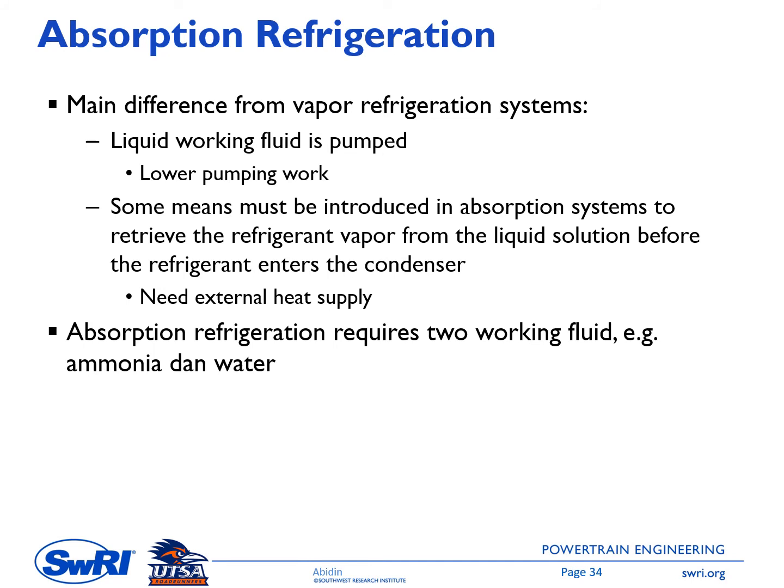Okay, and then the second one, some means must be introduced in the absorption system to retrieve the refrigerant vapor from the liquid solution before the refrigerant enters the condenser. We have a detailed explanation in the next slide. So it means for this absorption system to work properly, we need an external heat supply to retrieve the refrigerant vapor from the liquid solution.